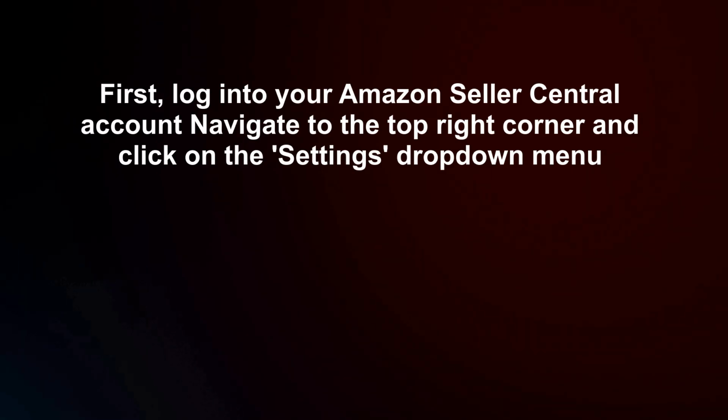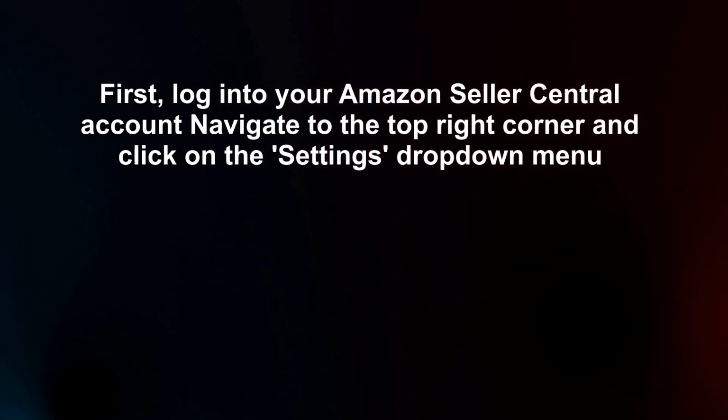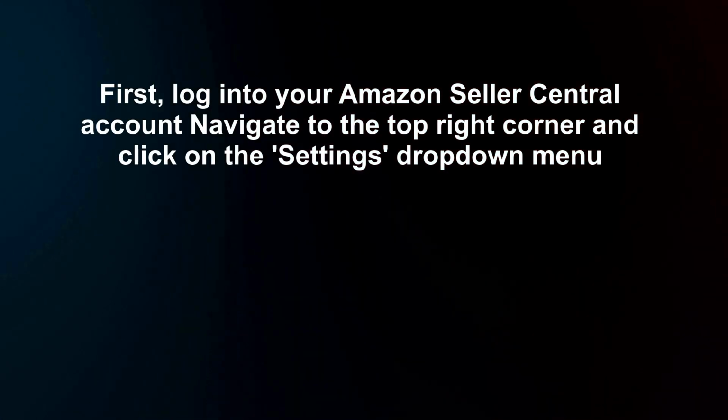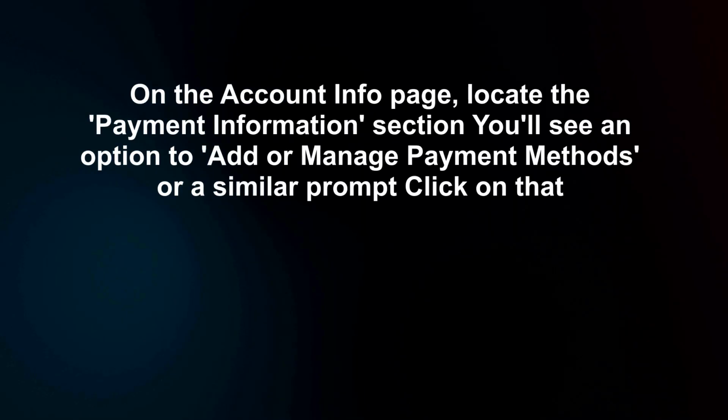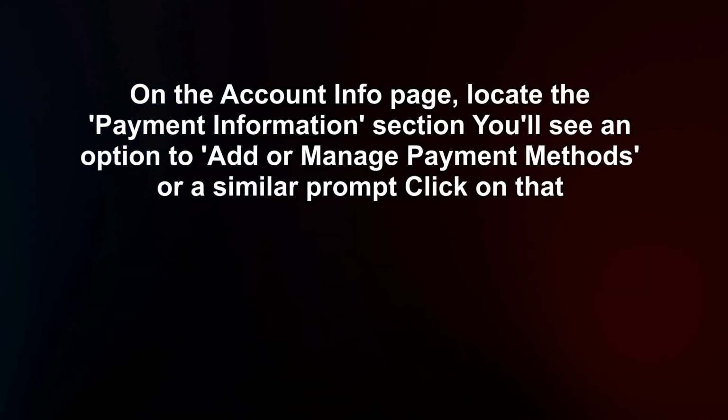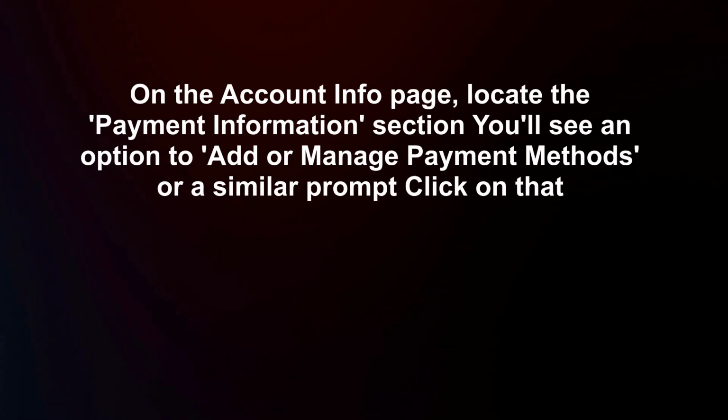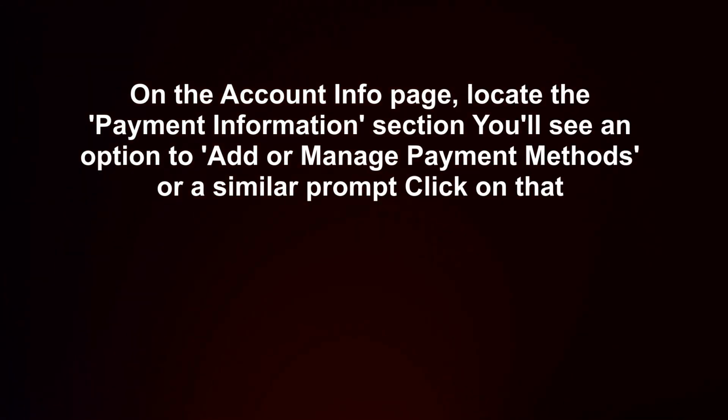First, log into your Amazon Seller Central account, navigate to the top right corner, and click on the Settings drop-down menu. From the Settings options, select Account Info. On the Account Info page, locate the Payment Information section. You'll see an option to add or manage payment methods or a similar prompt.